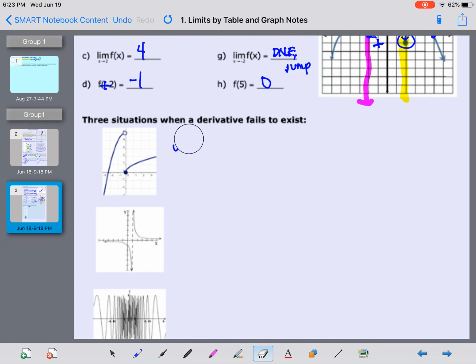The second one is what we'd say is infinite behavior. We could say it's unbounded. What that means is our limit as x approaches that value is equal to either positive or negative infinity. Because it's getting larger and larger, it's unbounded.